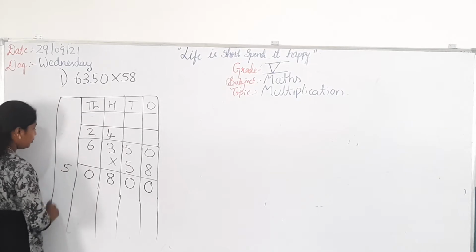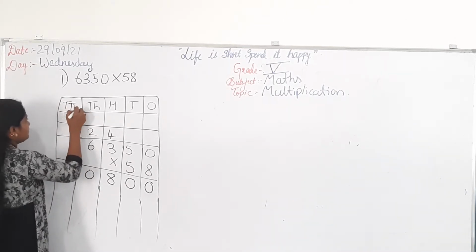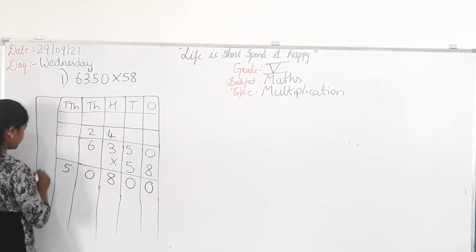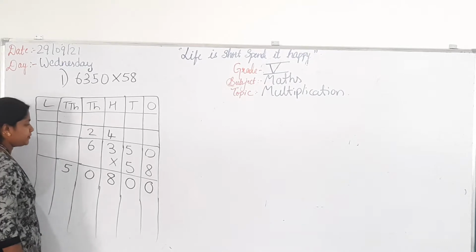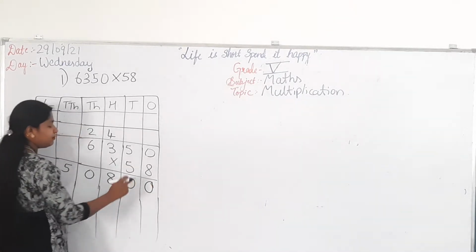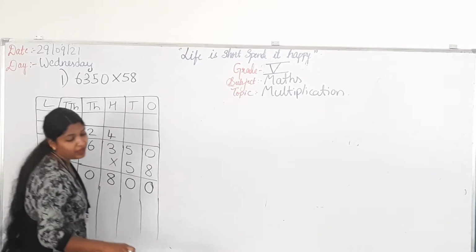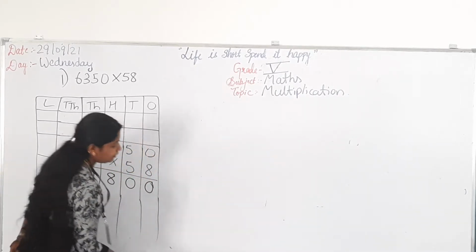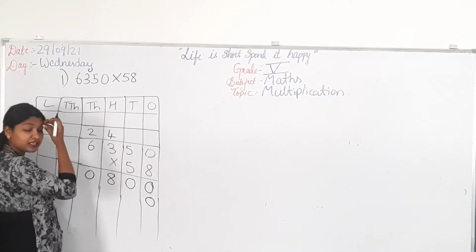So you will get one more place. What is that place? 10,000. I think you will get one more place in the next. After 10,000, what is the number? Lakh. Now you have to multiply the tens digit with the remaining multiplicand. So, before that, you have to put a 0 in the ones place, because this multiplier is in the tens place.